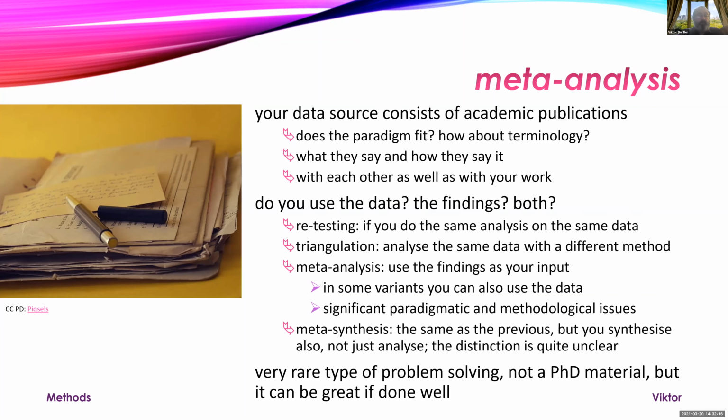Another approach for increasing the robustness of previous studies is if you use the same data and you process it with a different method. If your findings are close enough to the original ones, then it increases the reliability both of your and the other study. That's called triangulation, because you are doing it with a different method only.